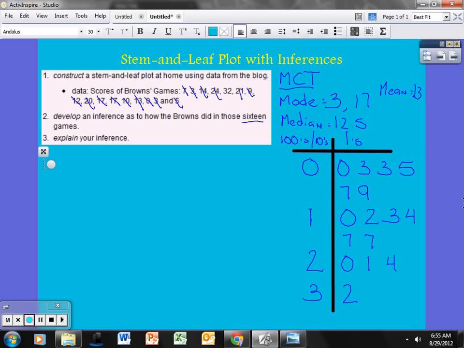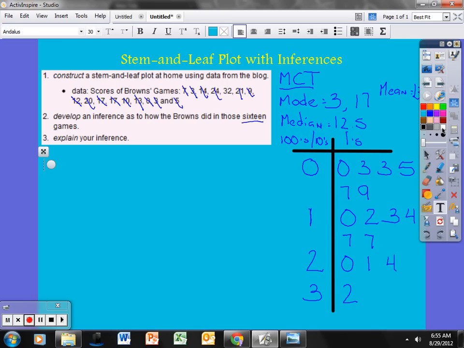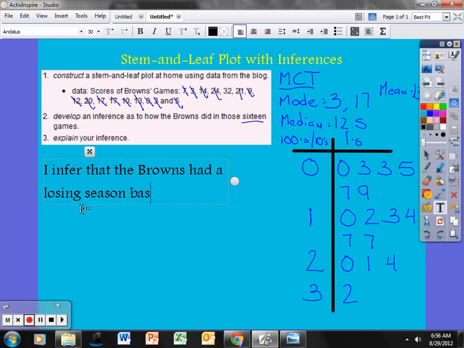Oh, let me use a color here. I can't do blue on blue. There you go. I infer that the Browns had a losing season based on the data I was provided.